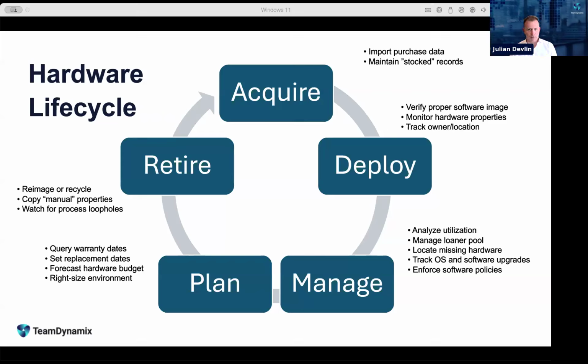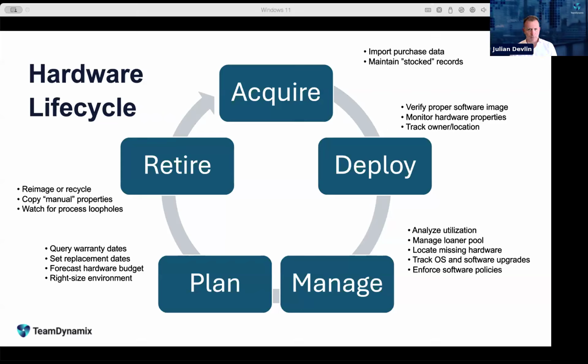And then at retirement, you're going to re-image, potentially recycle, look at whether this is going to be used by a different part of the organization, or you're just going to replace it entirely. Copy any kind of manual properties you're using to track that asset, and watch for process loopholes. So that's a good high-level hardware view.